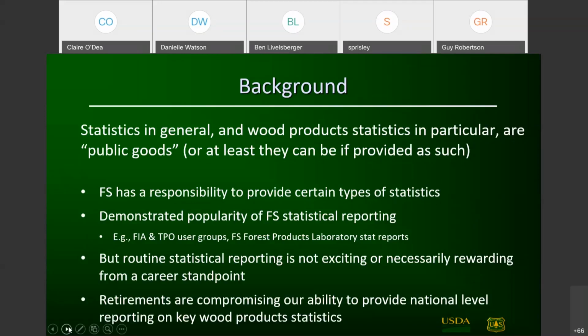But gathering and consolidating and publishing these statistics is a complex, time-consuming, and expensive endeavor. Also, providing these stats, particularly in national aggregate, is mostly the work of Forest Service scientists, and outside of FIA, this work is not very sexy or rewarding for scientists from a career standpoint. The value of statistics also is often enhanced by repetition over time and space, but given recent retirements in the Forest Service, we are having a hard time maintaining overall capacity in statistical reporting for wood products and consistent time series in particular.